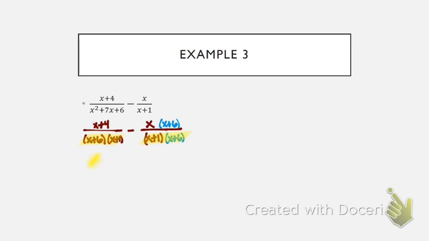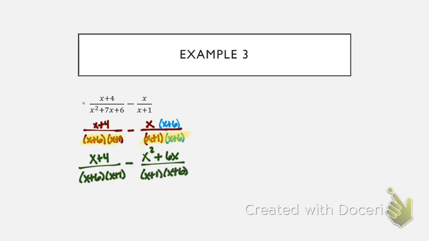So now I need to distribute in my second fraction, writing in highlighter. And now we combine like terms. So I have no x squared in the first fraction minus x squared in the second fraction. Then x minus 6x is minus 5x. And then 4 minus nothing is 4, over x plus 6, x plus 1.